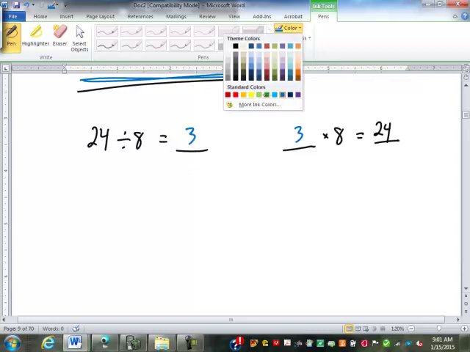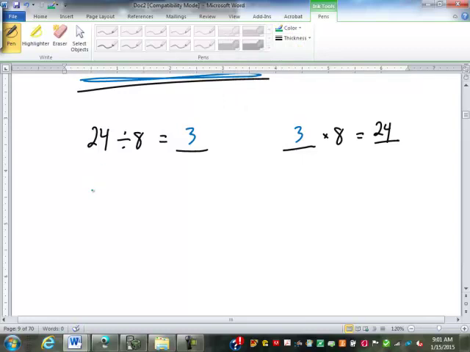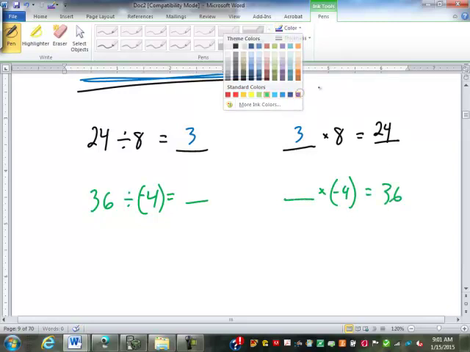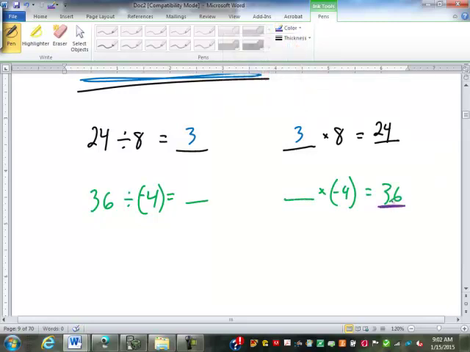Well, when we throw in the negatives, it's the same thing. 36 divided by negative 4 equals what? Well, that's saying what times negative 4 would equal 36. Well, 36 is positive, so in order to get a positive answer, I have to have a negative times another negative. And then, of course, it'd be 9 times 4. So this has to be a negative 9. So just like multiplication, a positive divided by a negative is a negative.